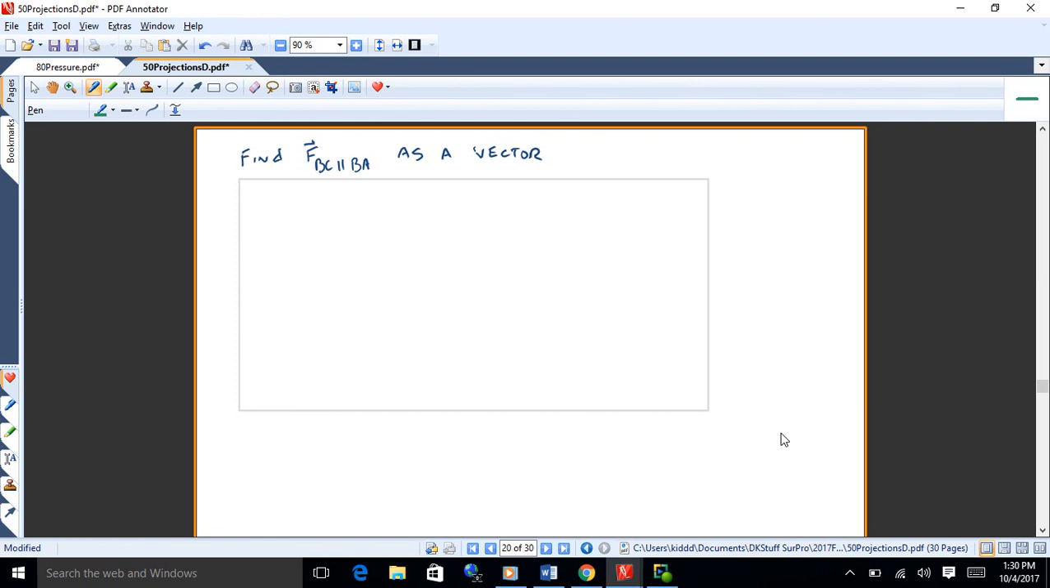I want it like an IJK vector. So what do I do with that force magnitude to make it into the vector that goes from B to A? Because that's what it is. What are you going to do with that?